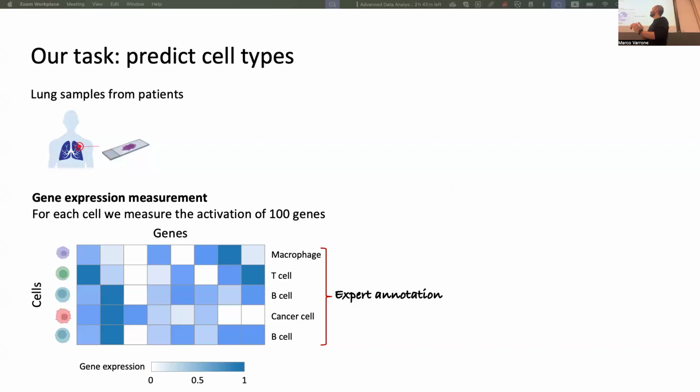And so imagine that an expert has annotated these samples manually. So for every cell, you have the gene expression, which is the input data, and the cell type, which is the thing that we want to predict. So it's a classification problem in this case.